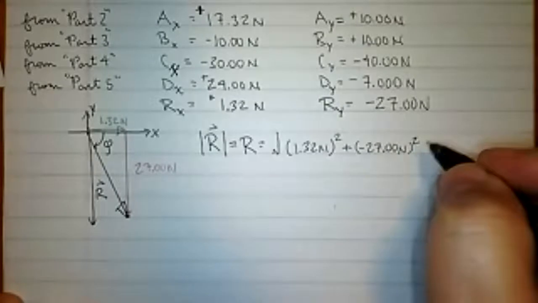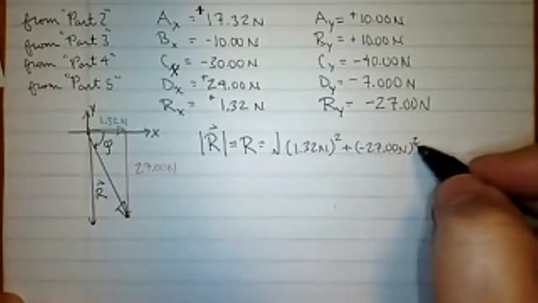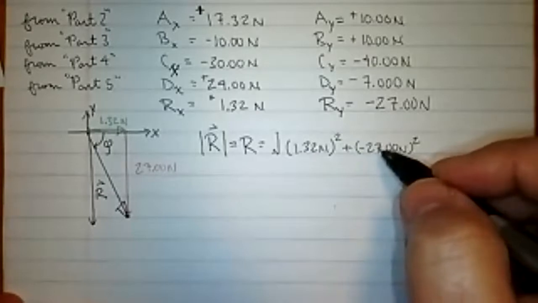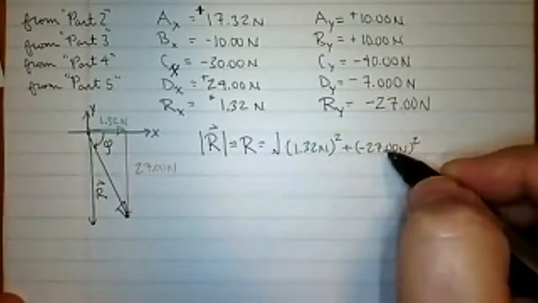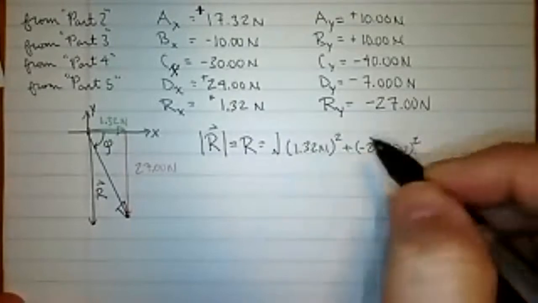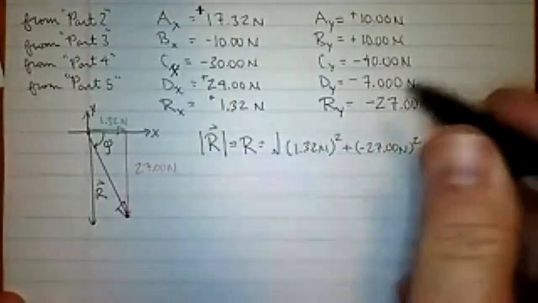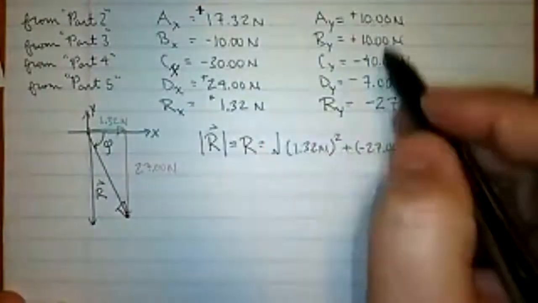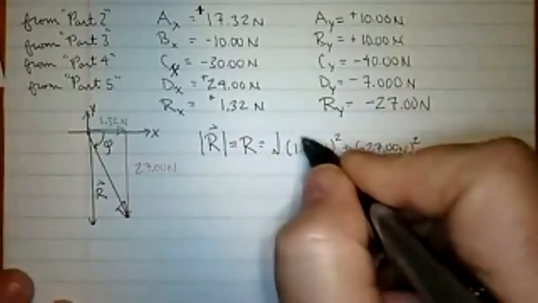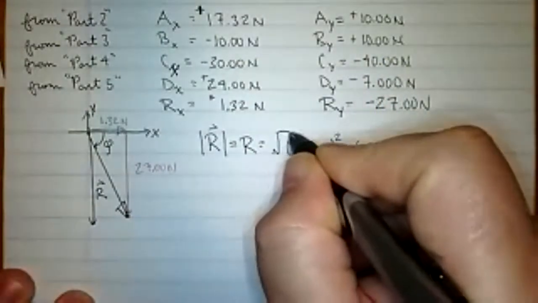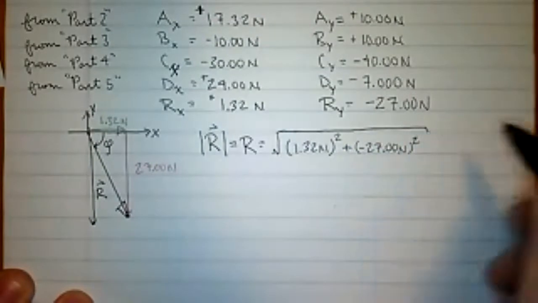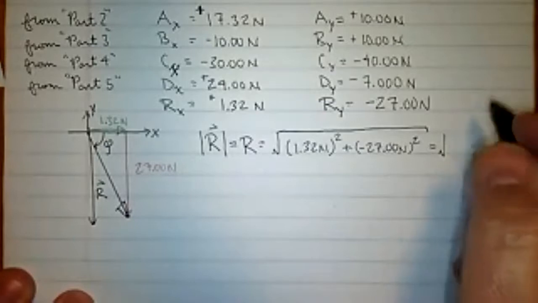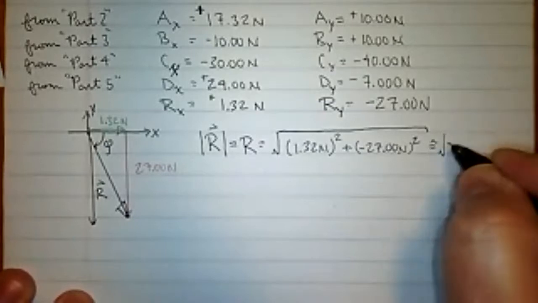If you randomly put this in your calculator and just put negative 27 squared without parentheses, for instance, it's going to give you a negative number. And then you'll get a negative number under the square root, because clearly 27 squared is way bigger than 1.32 squared. But you should never get a negative under the square root when computing the magnitude of an actual vector. Components can be positive or negative, but you're never going to have a negative magnitude of a vector. You're going to add all those and take the square root. Turns out that's going to be the square root of 730.742 roughly.